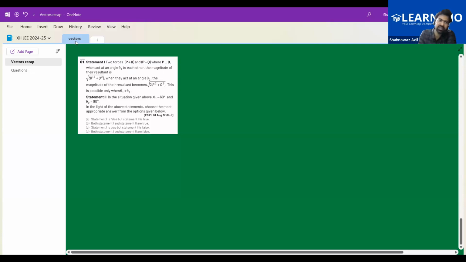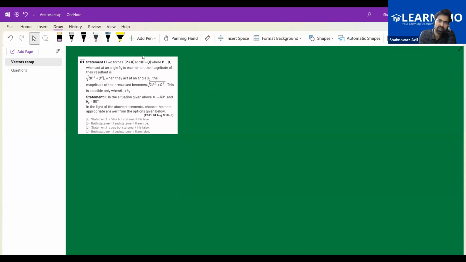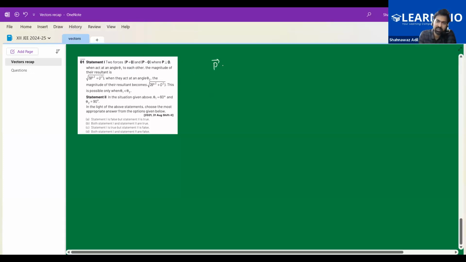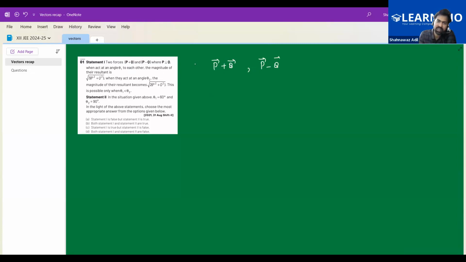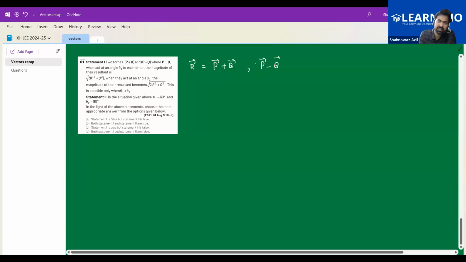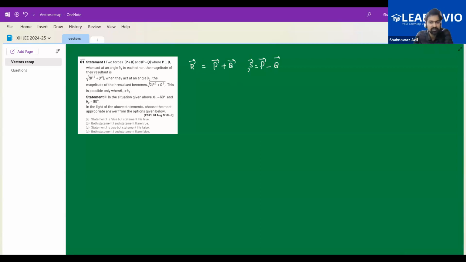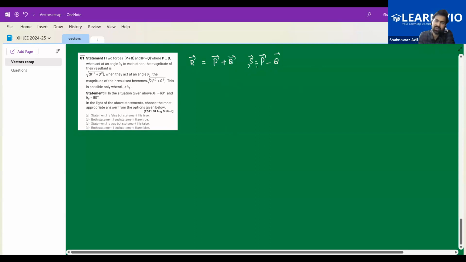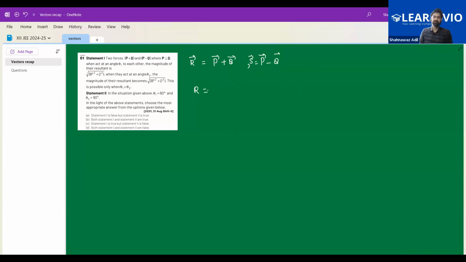So we have the P plus Q vector, and then we have the P minus Q vector. Let's name this R, and this is S, right? So now we have to find out what is the R magnitude, and how much would this be? What would be this magnitude?